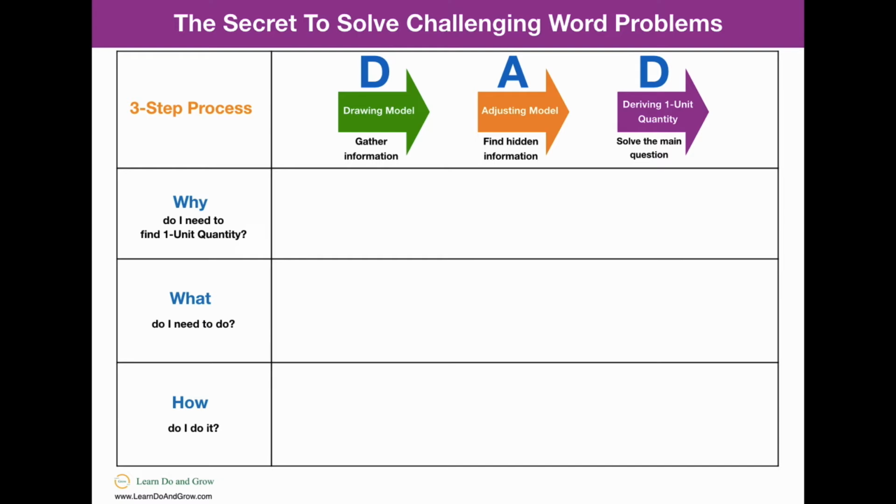Am I right? Let's go through this process again. Why do I need to find one unit quantity? Like I explained earlier on, the moment we find one unit quantity, we can use it to find any answer that the question is asking. And the next step that is so logical about this is, so what do I do? From there, after you know what you need to do, the next question you ask is, then how do I do it?